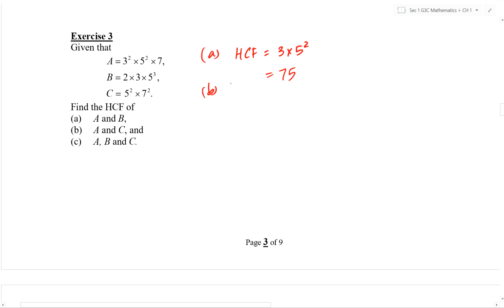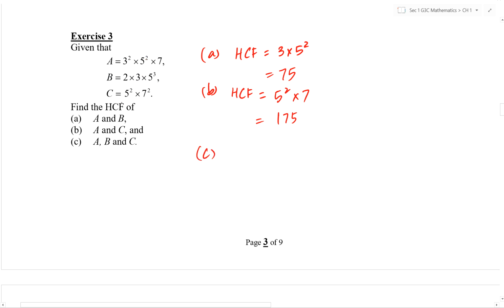Part B, A and C, HCF. So this is what goes through my mind, and I hope it goes through your mind also. For A and C, I look at the smallest prime factor, 3. Oh, it's not a 3, so ignore the 3. I look at 5 next. This has 5 squared, this has 5 squared, okay, so it must be 5 squared. So I'm done with this already. Now I consider 7 and 7 squared, next one must be 7. So 25 times 7 gives me 175.